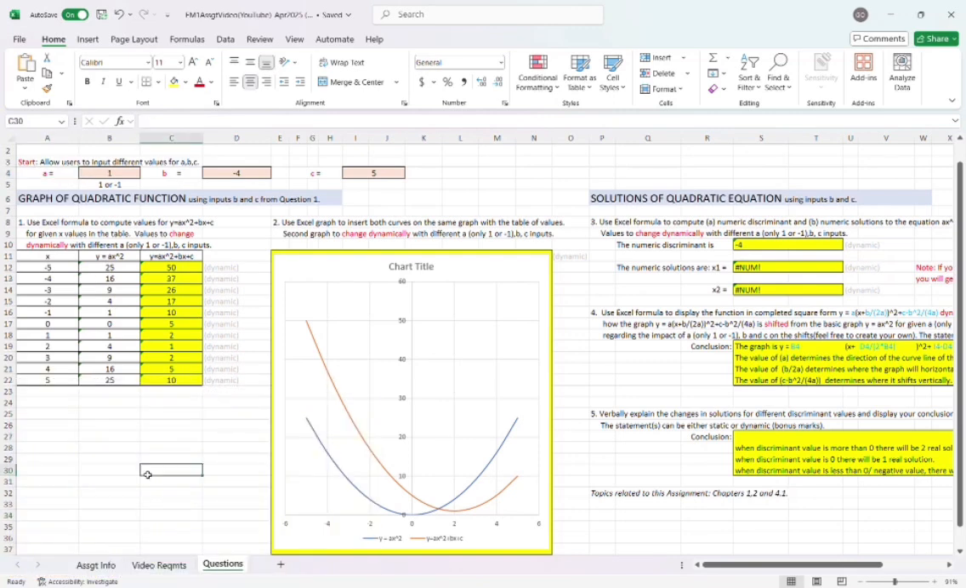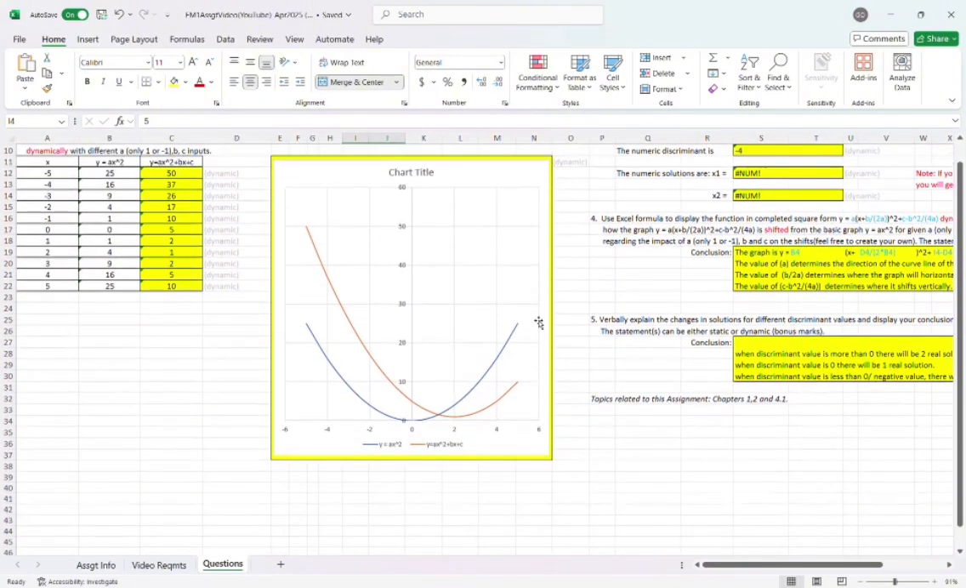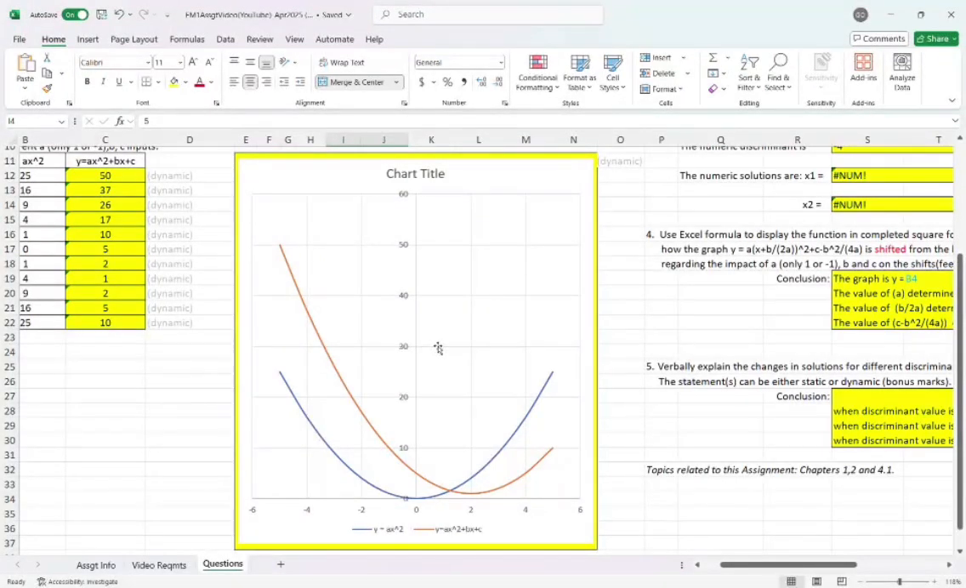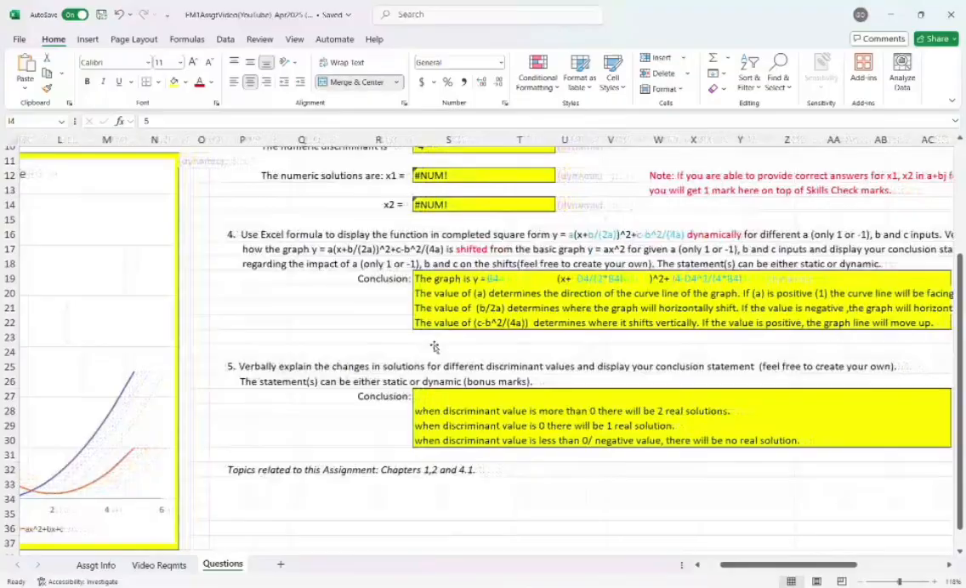Before I start explaining my questions 4 and 5, let's take a look at the values of A, B, and C. As we can see here, B4 represents the value of A, D4 represents the value of B, and I4 represents the value of C. Now, let's take a look at the graph. In this graph, the blue line represents y equals ax squared, while the orange line represents y equals ax squared plus bx plus c. Let's get started with question 4.